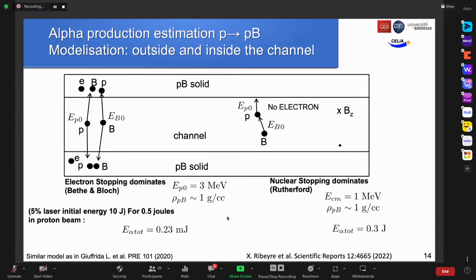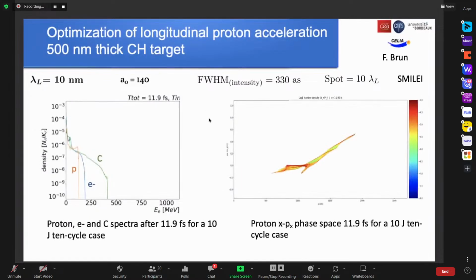And now in the next part, I want to focus on longitudinal proton acceleration. So with the same parameters. Here we're looking at later times compared to what I was showing earlier. And what I want to compare is again a 10 cycle case and a 1 cycle case. These results on this slide are for the 10 cycle case. Here you have the energy spectra for carbon, protons, and electrons. And here's the proton phase space. And so here we are getting already efficient proton acceleration.